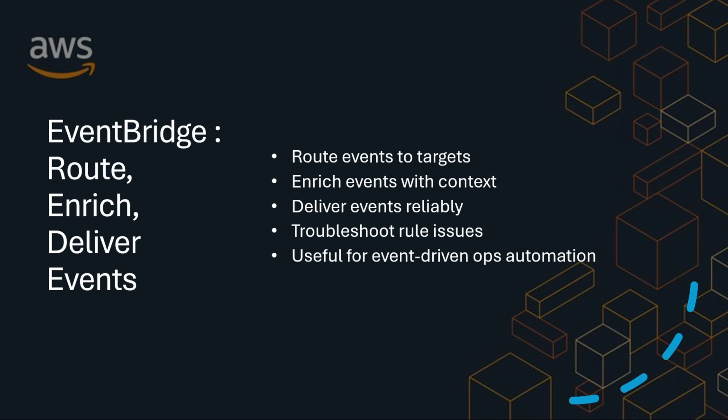EventBridge helps you build event-driven operations. That is, an event happens and the right target is triggered automatically. AWS expects you to know routing and also the troubleshooting of rules when events don't match or don't trigger. So in exam terms, EventBridge is often the glue between detection and automated remediation.